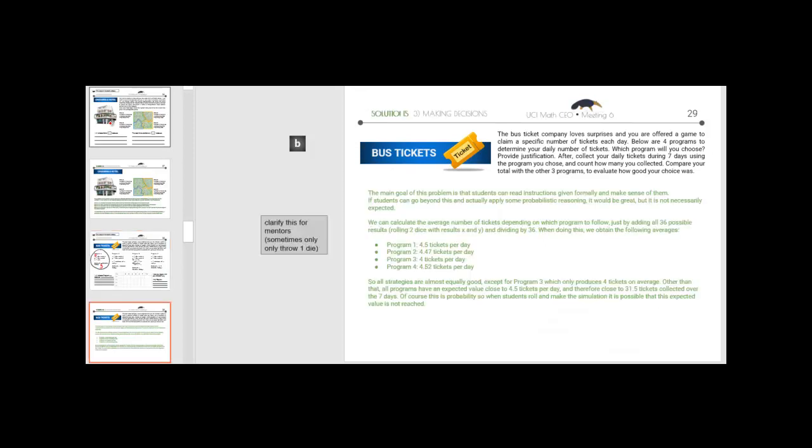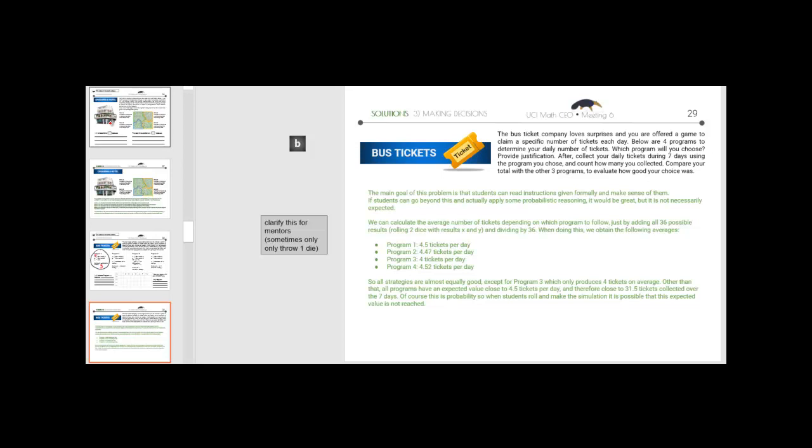Answers are here. So except for program 3, the other programs are almost the same in terms of the expected value. They're going to give you around 4.5 tickets per day, and so kids should explore and be able to discover these facts.